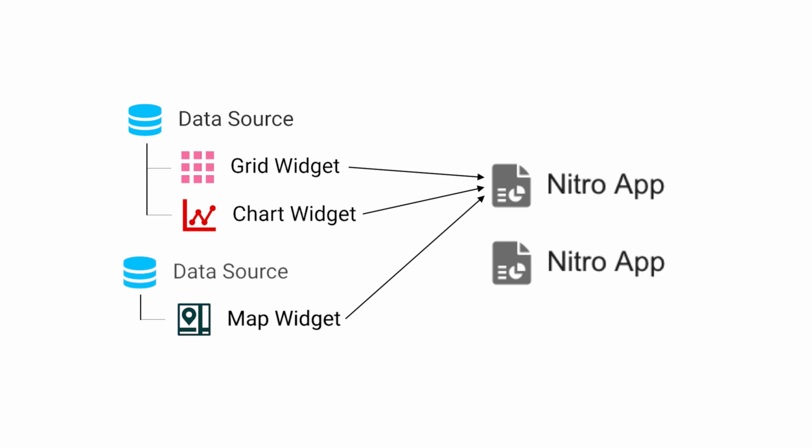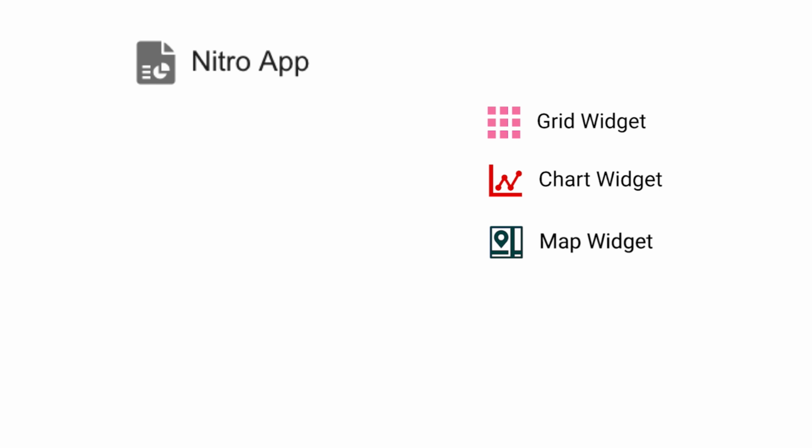You can also have widgets participate in more than one app. For example, if you have a customer map widget, you can create that one time and have that on many Nitro apps. And if you need to change something about that map widget, you can change it once and it will affect all apps. Let me reorganize this a little bit and put the app at the top left and talk about behaviors.